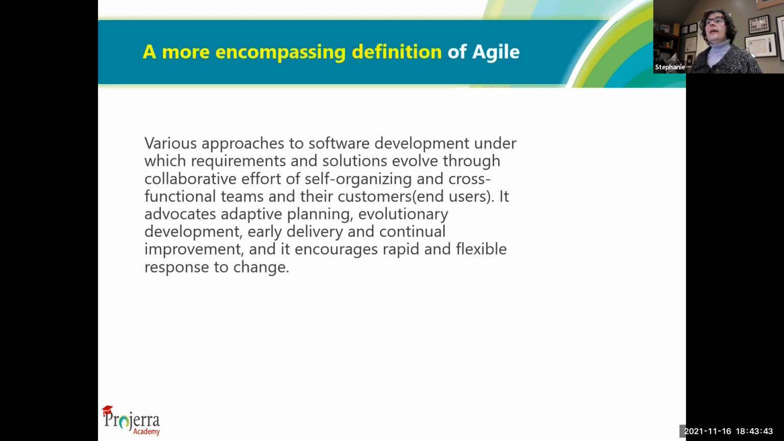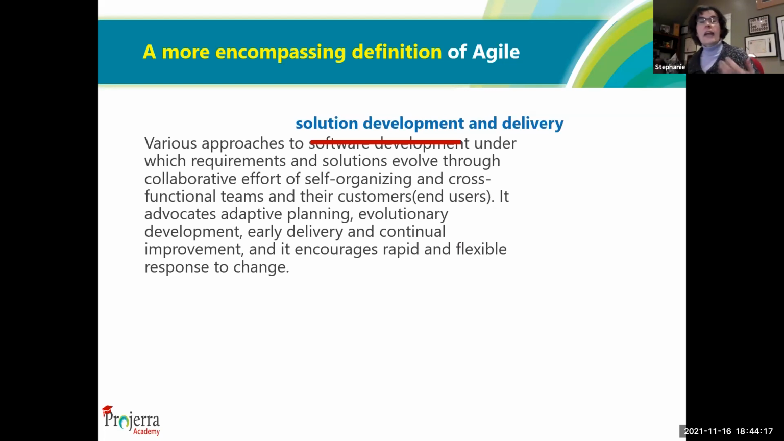Now, where I want to make a slight modification to the definition of Agile is this keyword here, software development. Because yes, the Agile Manifesto was created by a bunch of software guys, but Agile can be more than just software, more than just IT. I view it as solution development and delivery. So this could be anything. This could be policy. This could be a program. This could be a workshop. This could be, I built my house in an Agile manner. So it's really a mindset. And I think IIBA has it right when they say an Agile mindset is the way you approach a project.